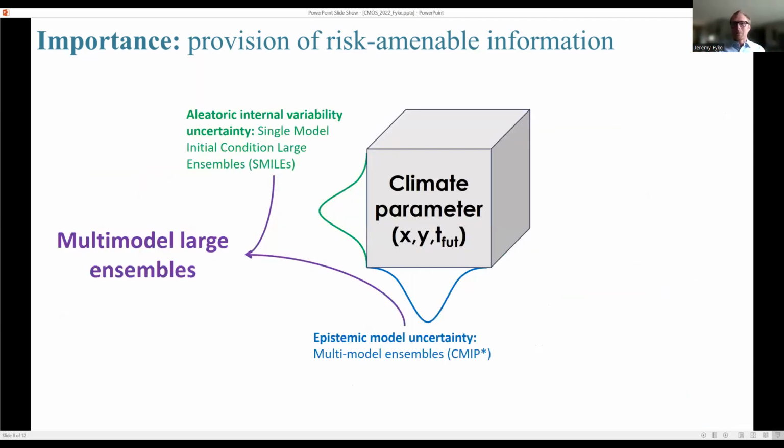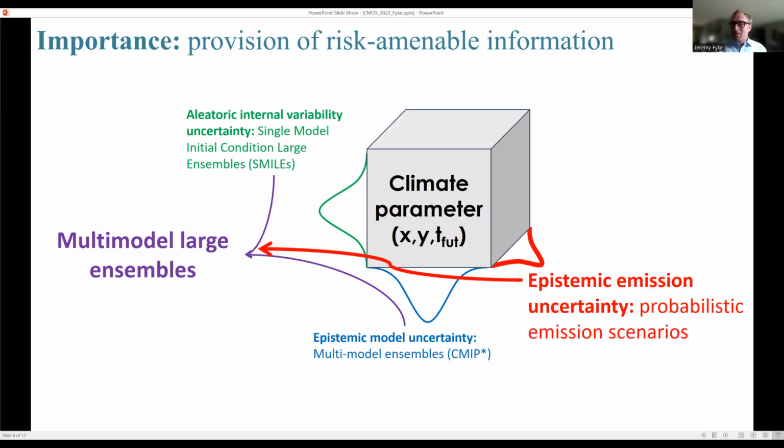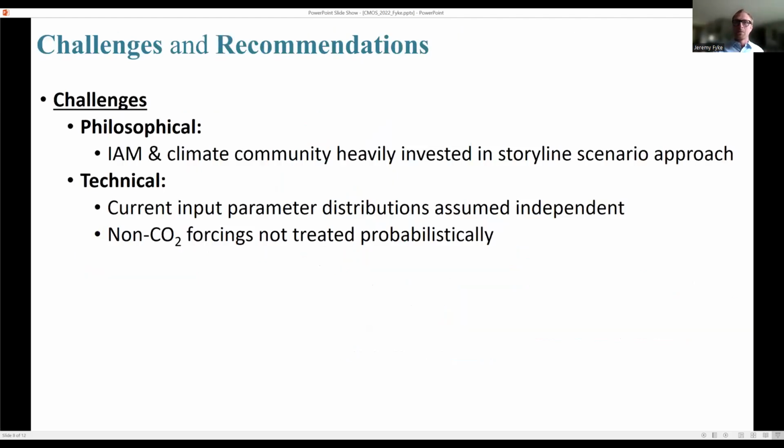Now, aspirationally, we can come back to our multi-model large ensembles and think that maybe if this approach can be studied and nailed down and no fatal flaws are found, then we can start to think about bringing that last dimension of uncertainty, epistemic emission uncertainty, into these multi-model large ensembles and really close evaluations of the full range of climate uncertainty across each of these 3 dimensions.